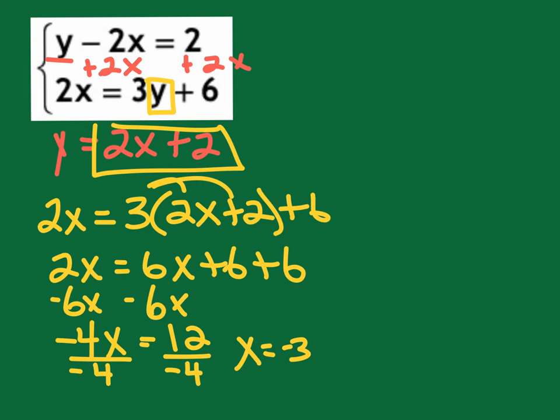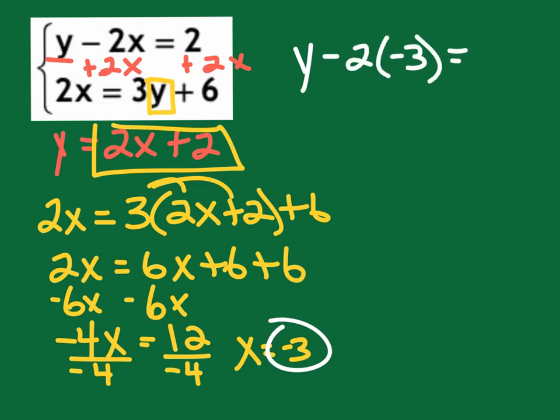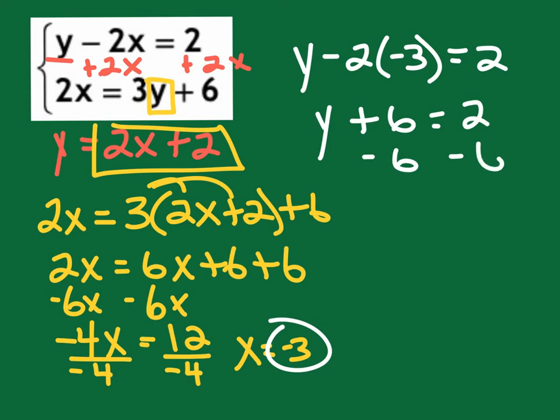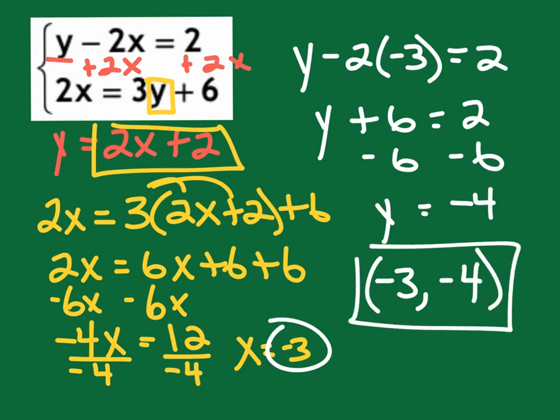Now I'm going to take negative 3 and plug it in for x in the original. I think it's easier to use, I guess it doesn't really matter. I'm going to use the first one. Y minus 2 times negative 3 equals 2. And solve for y. And final answer has to be an ordered pair, negative 3, negative 4. So this intersection is at negative 3, negative 4. Since they intersect, that means they have 1 point in common.